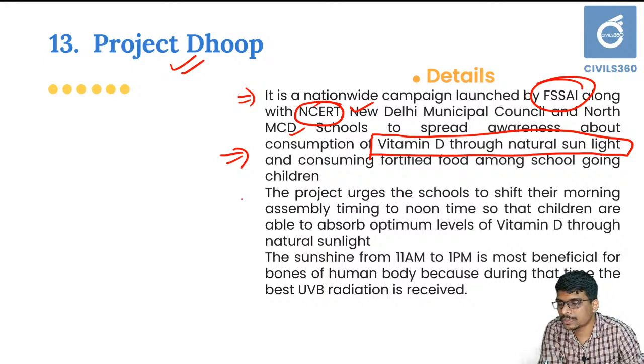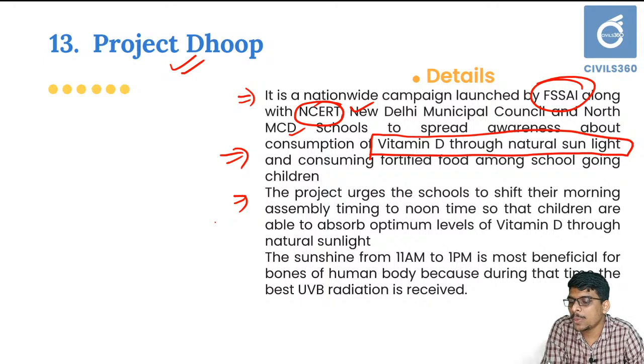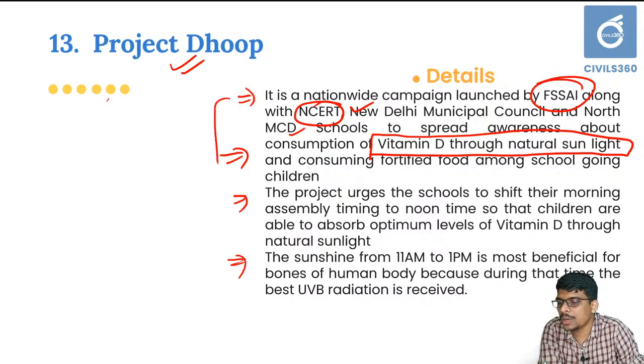And next, the project urges schools to shift their morning assembly timing to noon. Most probably everyone believes that the most efficient absorption of vitamin D happens in the morning, from 6 o'clock to 9 o'clock. But Project Dhoop suggests that every school should shift their assembly towards noon so that children absorb optimal levels of vitamin D through natural sunlight. FSSAI says that the sunshine from 11 a.m. to 1 p.m. is the most beneficial for the bones of the human body, because during that time the best UVB radiation is received. So regarding this, you have understood the basic facts.